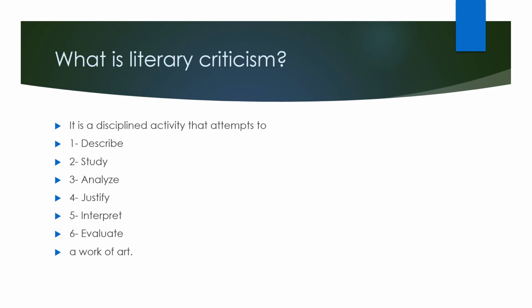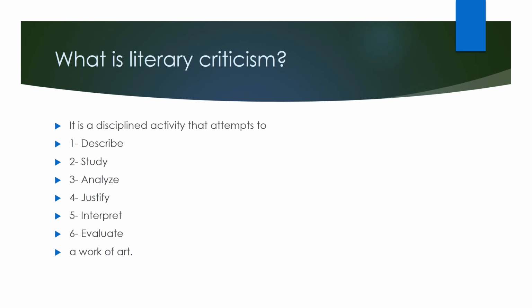So, in the beginning, a literary critic starts with describing a literary text. That's number one. That's the first step of the long journey of literary criticism. We start with the description of a literary text. Then we describe the nature of the text, we describe the historical context of the text, we describe its cultural backgrounds. We only describe what's there in the text.